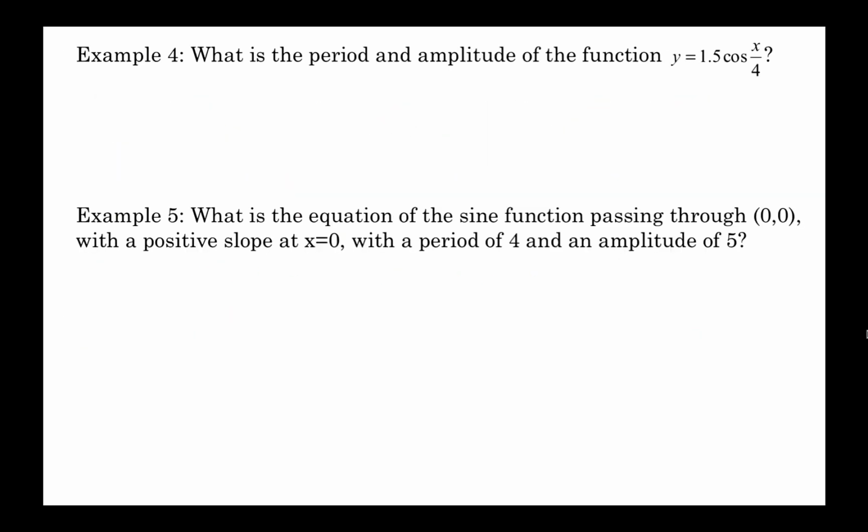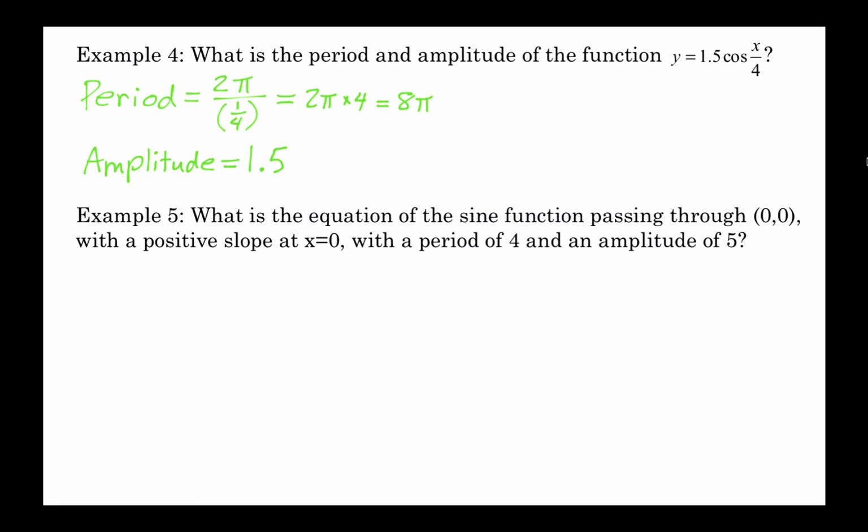So now final couple of questions here. Period and amplitude of the function y equals 1.5 cosine x over 4. So the period is 2 pi divided by 1/4. And so that's like 2 pi times 4, or 8 pi. So this is horizontally expanded by a factor of 4, right? So that should make sense. And as far as the amplitude goes, the amplitude is 1.5.